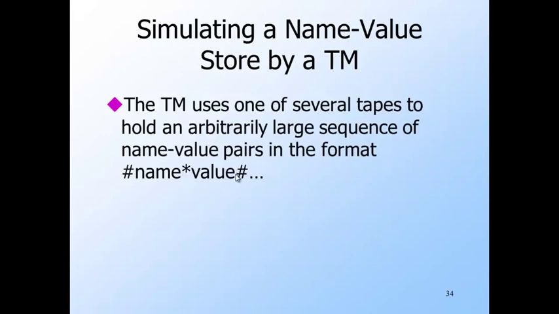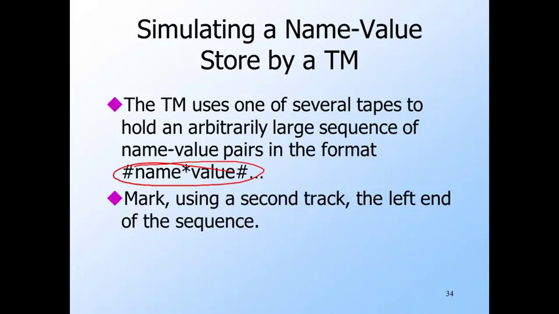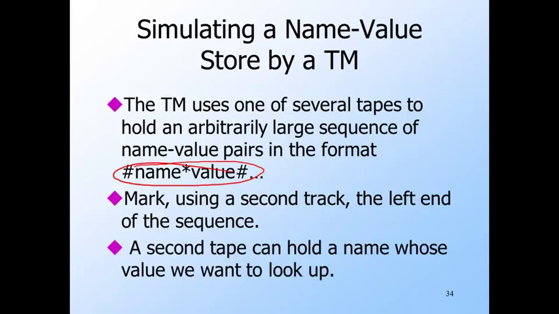The Turing machine will have several tapes that we'll describe later, but one of the tapes is used to hold the sequence of name value pairs. As suggested here, the format we use is to separate pairs by pound signs and to separate the name from the value by a star. We assume neither pound nor star are symbols that can appear in any name or value. A second track of this tape will be used to mark the left end of the sequence. This mark never moves, it's just there so we can find the beginning of the sequence and scan it looking for a particular name. A second tape will be used to hold the name that we want to look up.